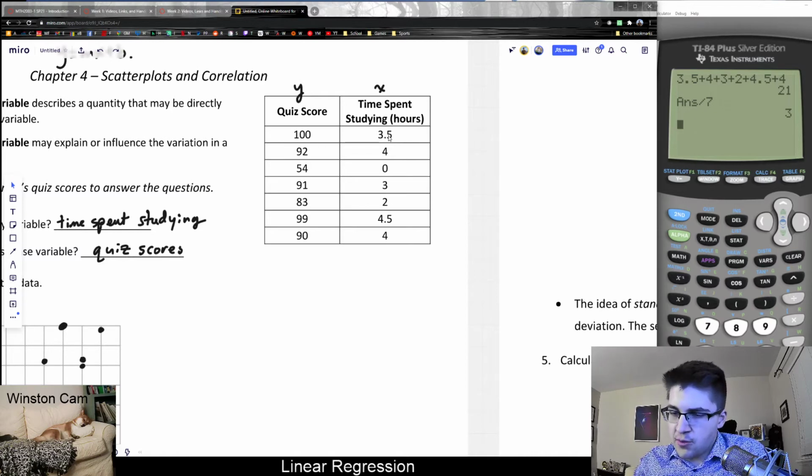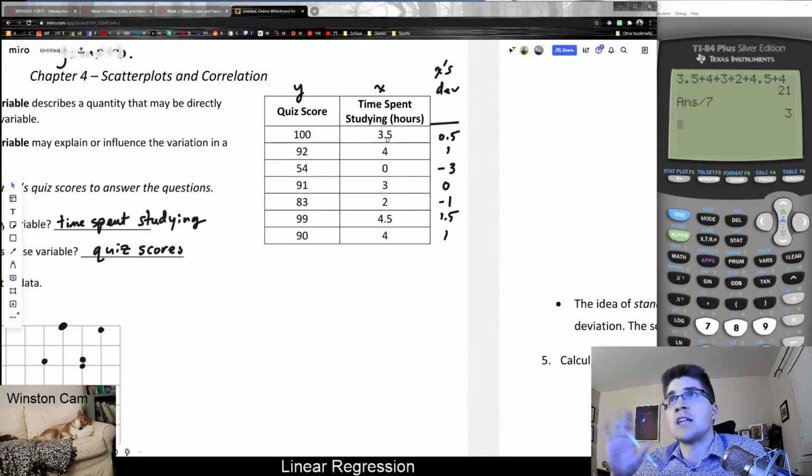So I'll make a column over here for deviations just so I don't have to recopy it. I'll do X's deviation right here. Since we just figured out that her mean time spent was 3 hours, the first data point would have a deviation of 0.5. The second one would be 1. Again, you're just doing this one minus the mean. 0 minus 3 would be negative 3. 3 hours was exactly on her mean. 2 was 1 hour underneath her mean. 4.5 was 1.5 more, and 4 was 1 over. So I'm just taking each of those numbers and subtracting 3 to get the deviation.